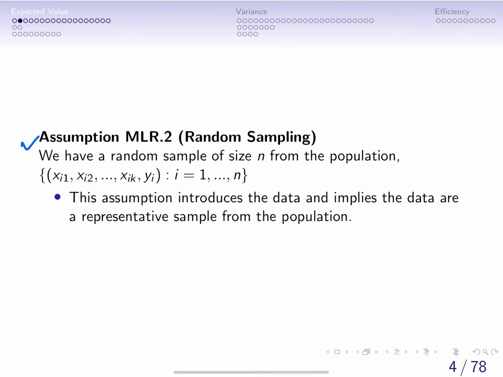So the second assumption is this assumption of random sampling, and this we've studied in great detail in chapter 2. But basically, this assumption implies that the data are representative, that they basically are a representative sample from the population of interest. Okay, so each cross-sectional unit, for example, in your random sample should have an equal chance of appearing in your sample.